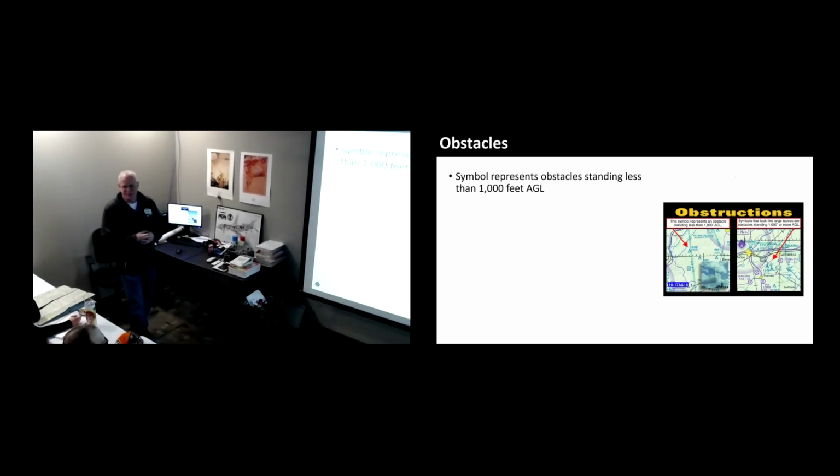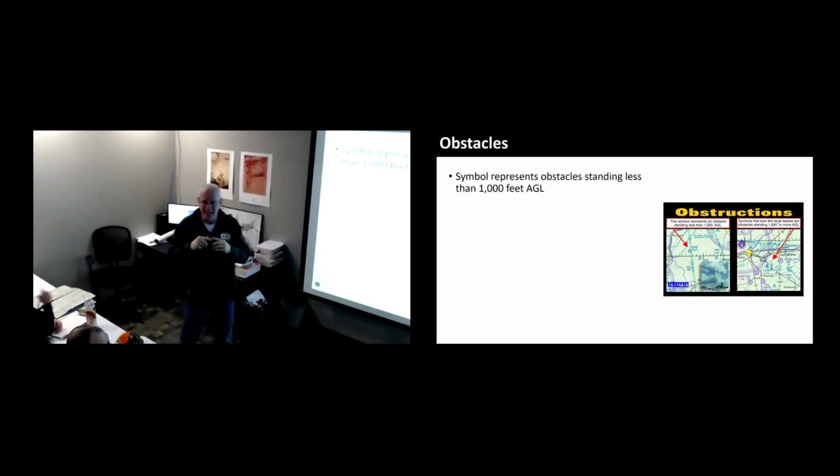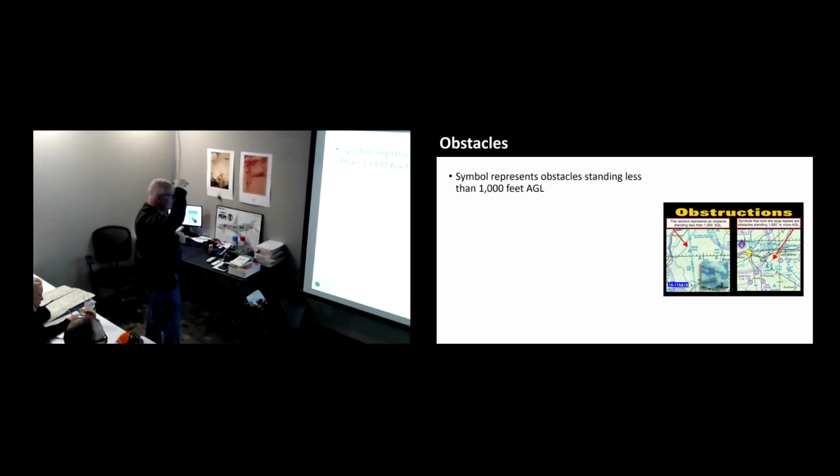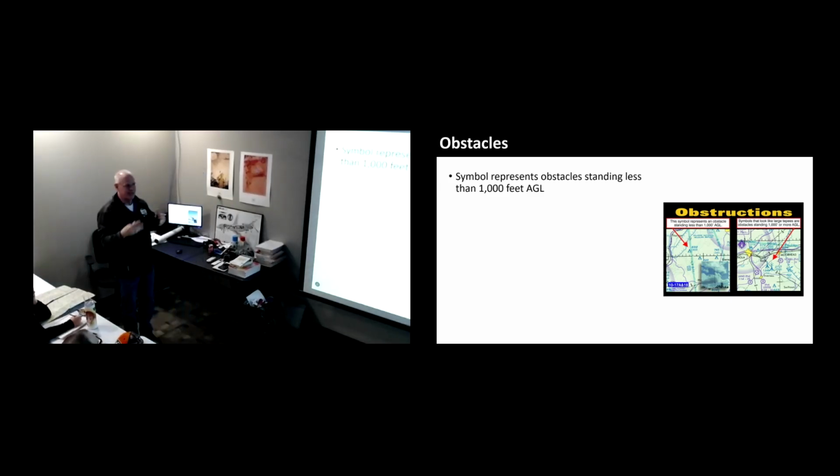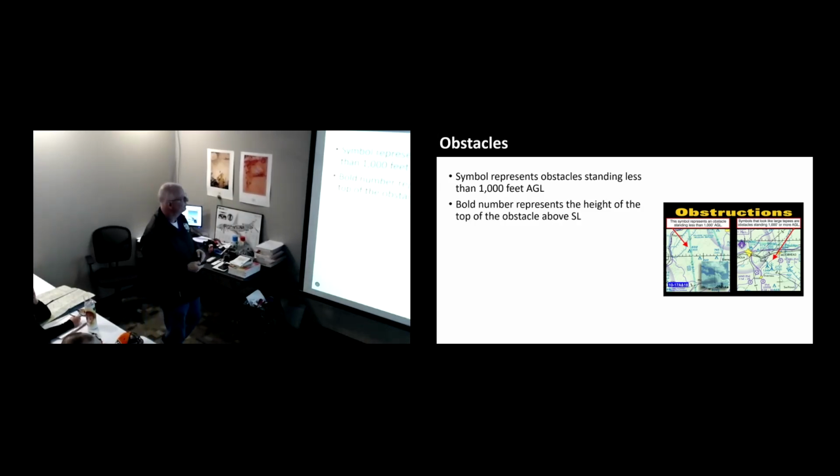All right, different kinds of obstacles you're gonna see. And again, these are in every chart. I don't care where you look on your chart, you're gonna see obstacles like this. If you see a triangle that looks like a teepee with a dot in the middle of it, that is representing an obstacle that is less than 1,000 feet AGL. Okay? So any radio tower, any building up to 1,000 feet is going to be shown as an obstacle that looks like the teepee.